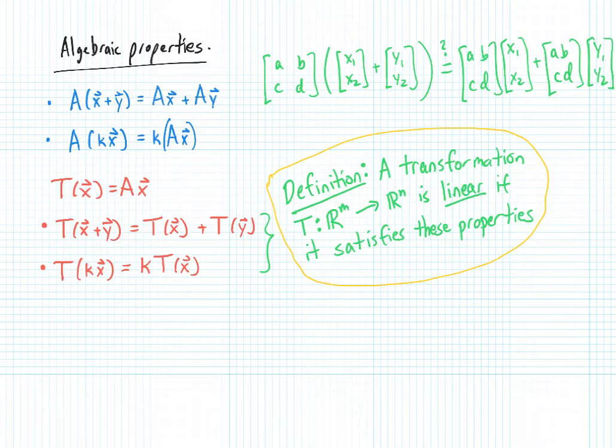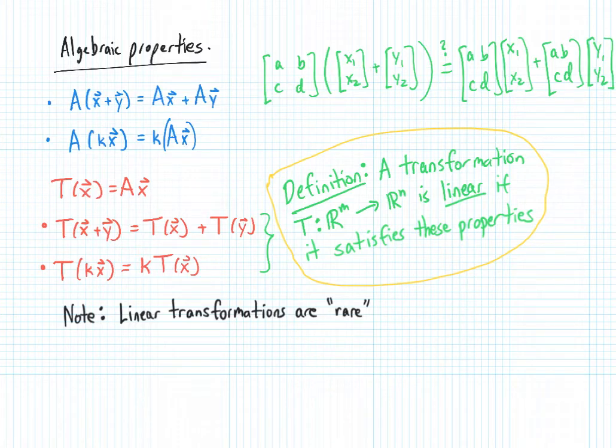So much so that we make this definition that a transformation from Rm to Rn is linear if it satisfies these properties. And you know how this class is called linear algebra? This is why. This class really is the study of the algebra of linear transformations. But it's worth pointing out that linear transformations are rare in the sense that most of the functions that you've encountered in your life are not linear.